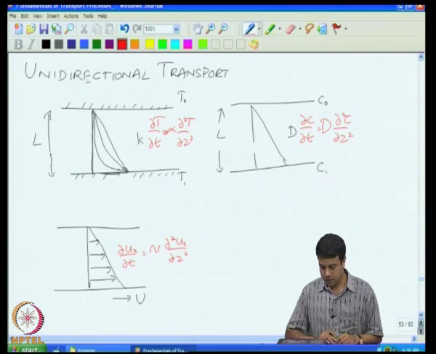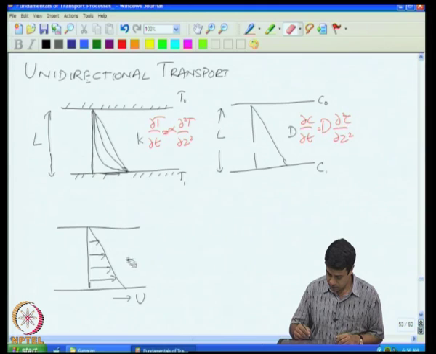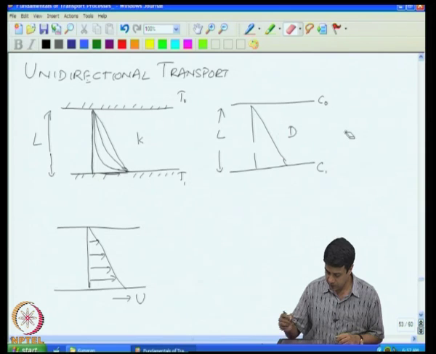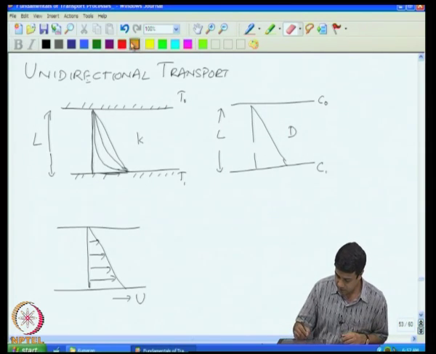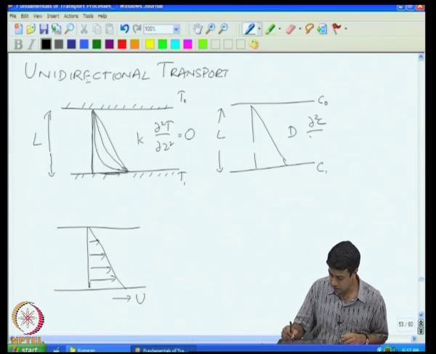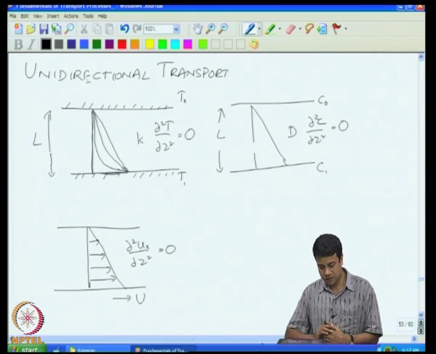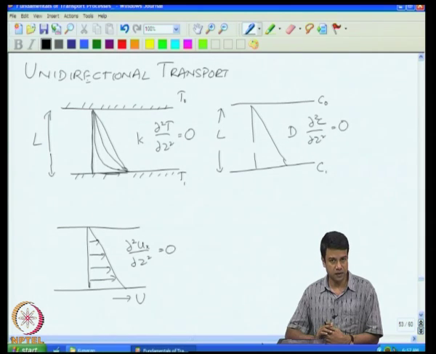At steady state, the time derivatives are all 0. So the equations here will become d squared T by dz squared is equal to 0, d squared C by dz squared is equal to 0, and d squared ux by dz squared is equal to 0. So, you can solve any of the equations equivalently, in order to get the steady state profiles.